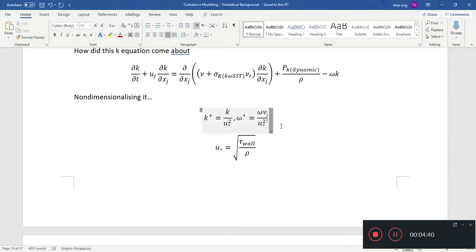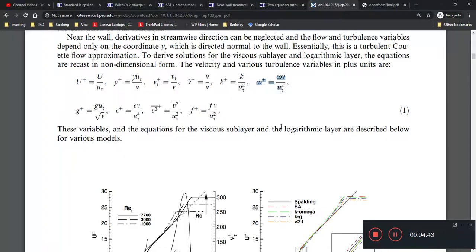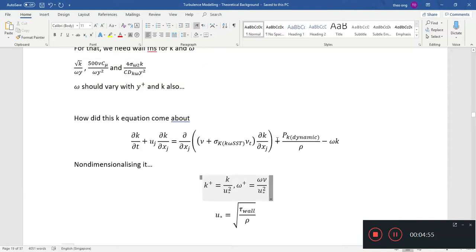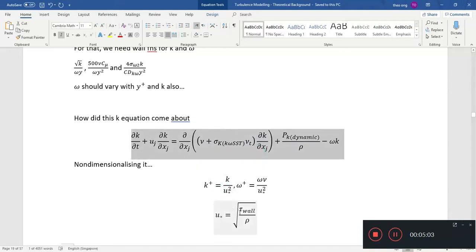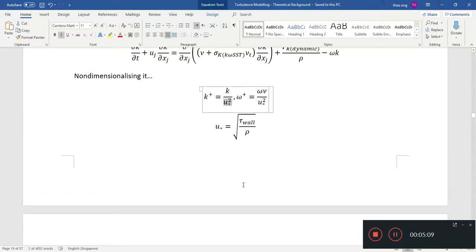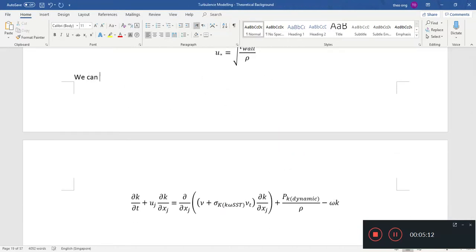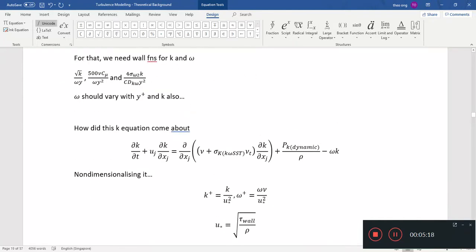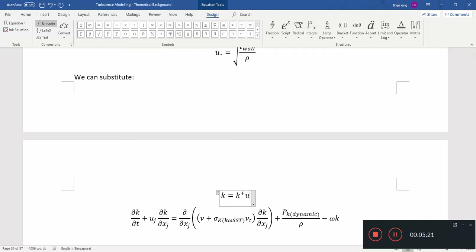So that's how we non-dimensionalize. The rest are more or less the same, we'll just leave it be. You just want to non-dimensionalize the k and omega. For incompressible equations, u star is pretty much constant. So we can substitute k equals k plus u star squared.